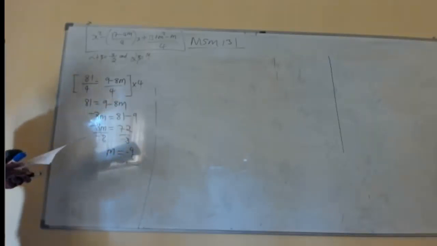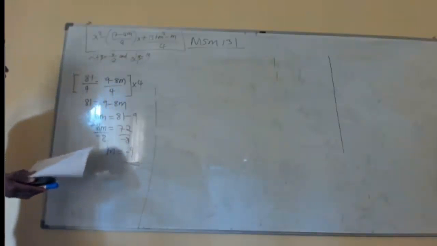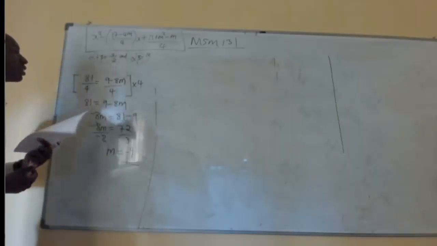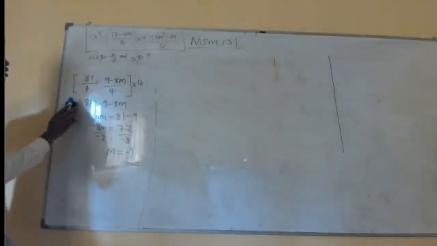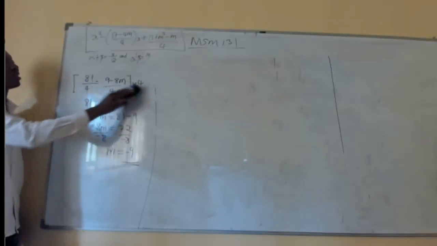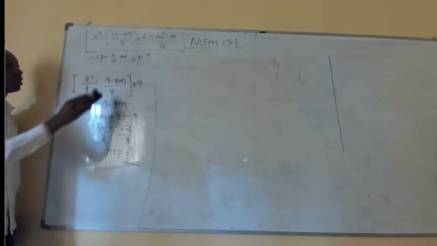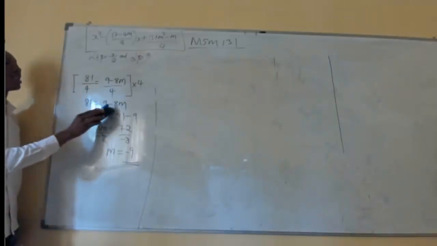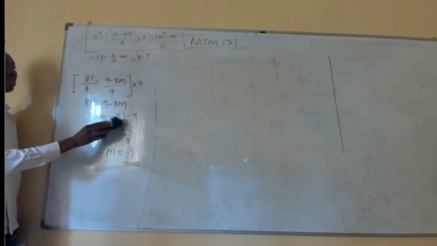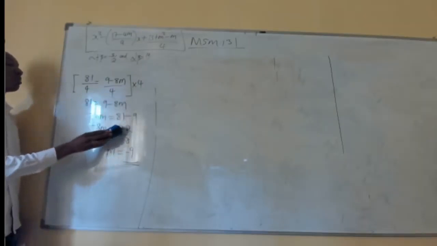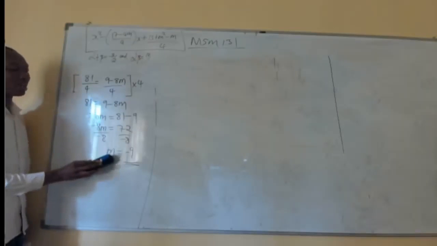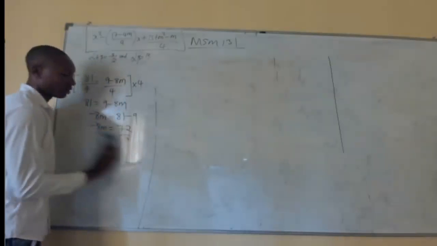So that ends question 13. We simply wanted to get rid of the 4, so I multiplied throughout by 4. So this 4 and this 4 cancel. That's how we came to 81 is equal to 9 minus 8m. Then the 9 went to the other side, negative 8m is equal to 81 minus 9. Then 81 minus 9 is 72. Then I divided throughout by 8 because I wanted m, and the answer ends up being negative 9. Right?